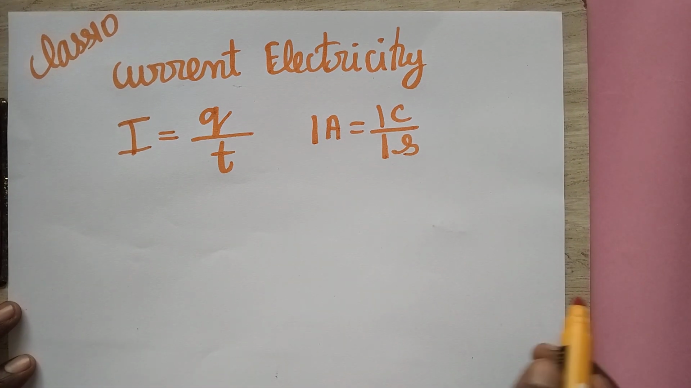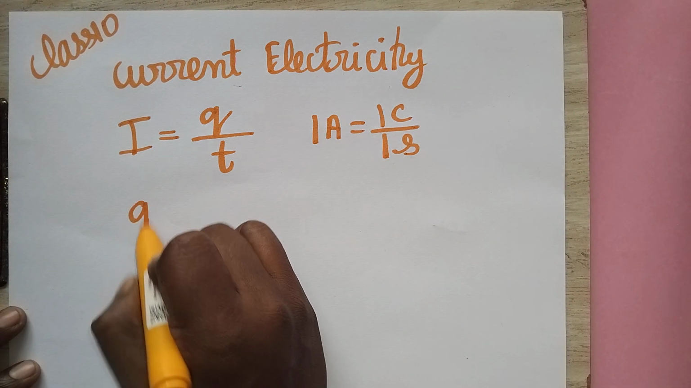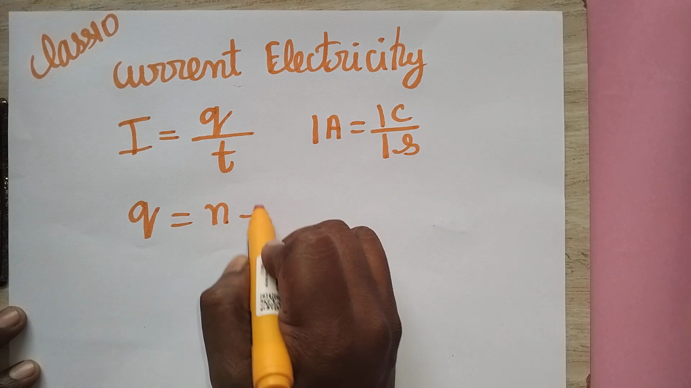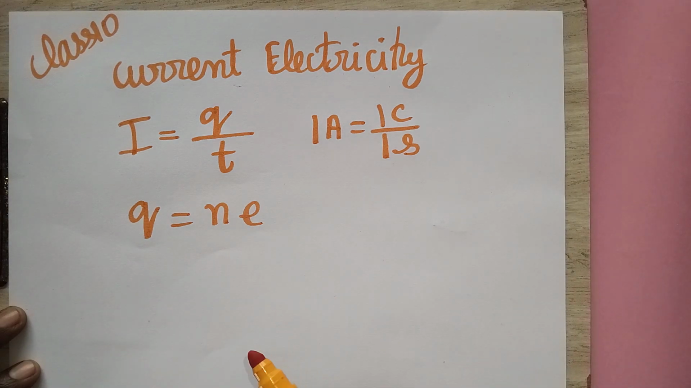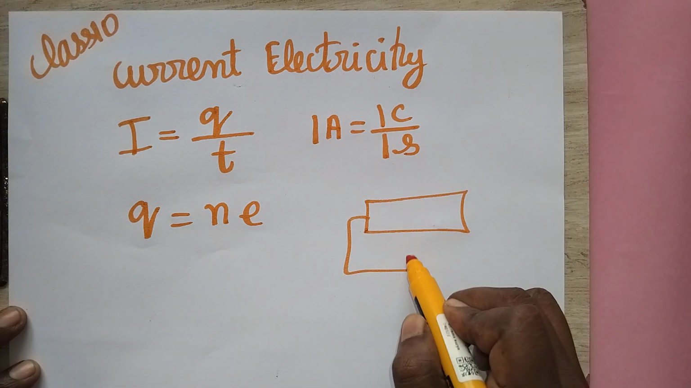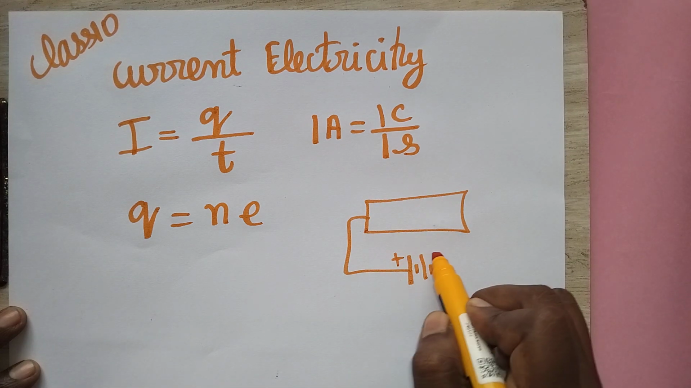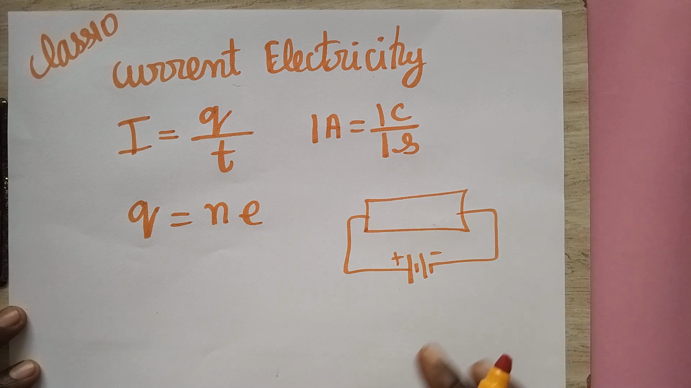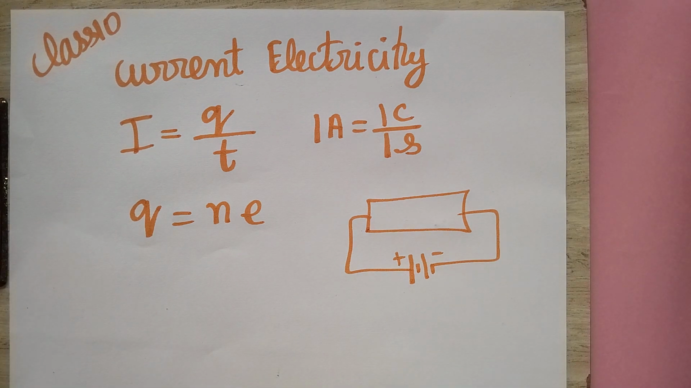Next one. Q is how many electrons are flowing? It's n number of electrons flowing. Q is equal to Ne. This is a conductor we have taken. One terminal is positive, another terminal is negative. It's connected like this. Positive is a deficit of electrons, negative is an excess of electrons.